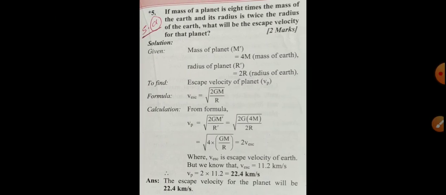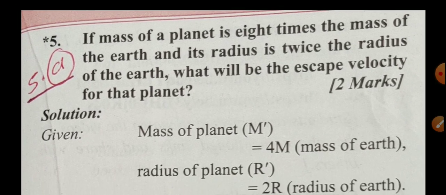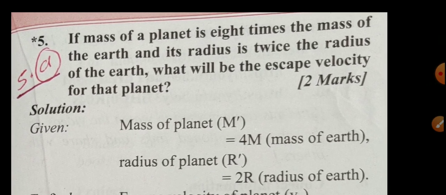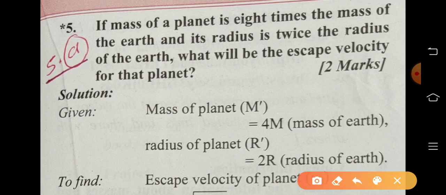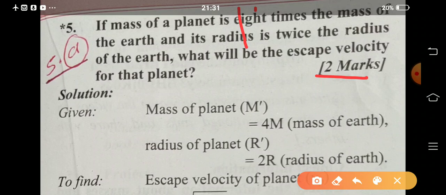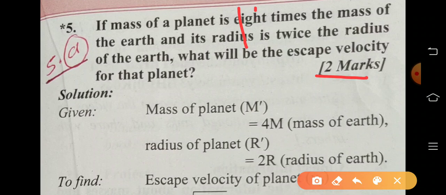Next one. Now next question number 5A. Solve the following numerical problem. Numerical problem asks for 2 marks. So first of all you read the question, numerical problem, and write the given. If mass of a planet is 8 times the mass of Earth and its radius is twice the radius of the Earth, so what will be the escape velocity for that planet?